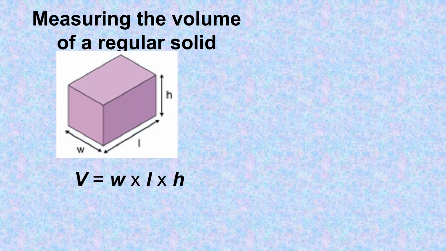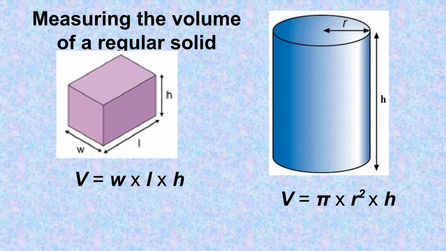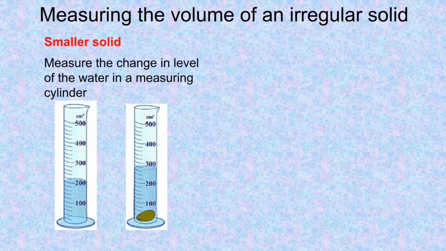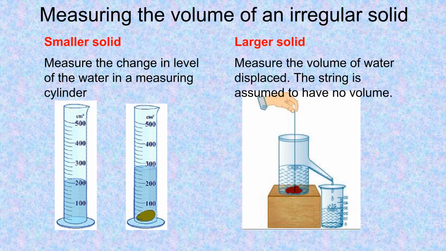For regular solids, you can measure the volume. For example, for a rectangular prism, volume is width times length times height. For a cylinder, volume is pi times radius squared times height. For irregular solids, the volume is measured by the change in water level in a measuring cylinder for a smaller solid, or by the volume of water displaced for a larger solid.